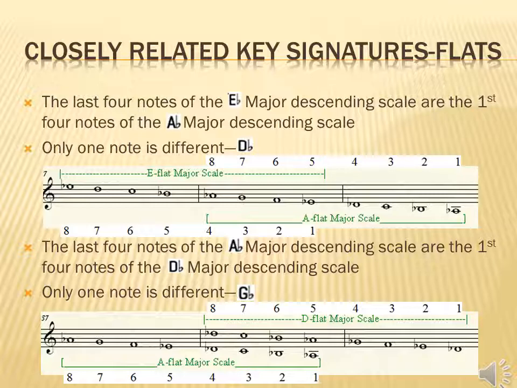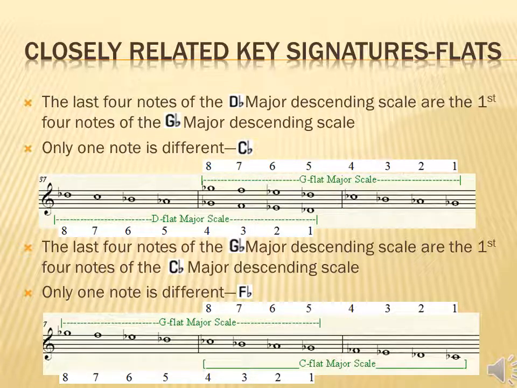Let's look at the A flat major scale and the D flat major scale. We have the A flat major scale, and we have the D flat major scale. The last four notes of the A flat major descending scale are the first four notes of the D flat major descending scale. Only one note is different, G flat.